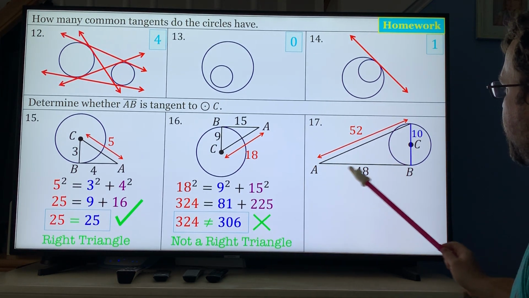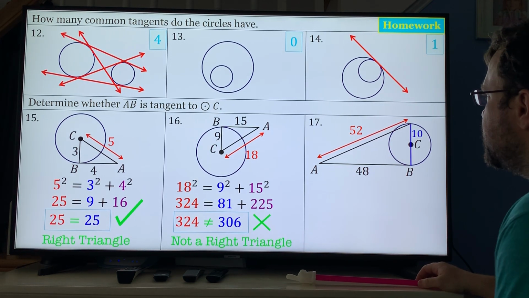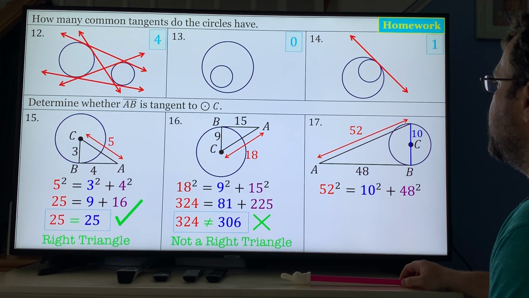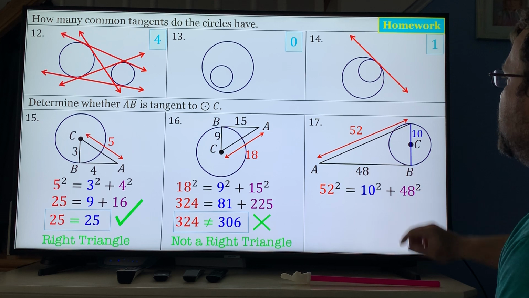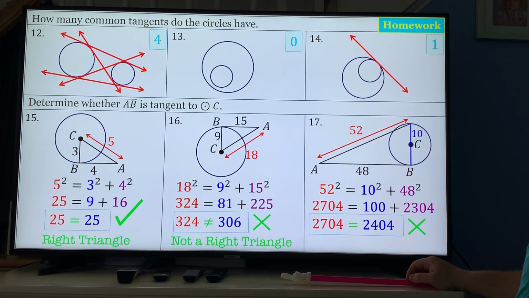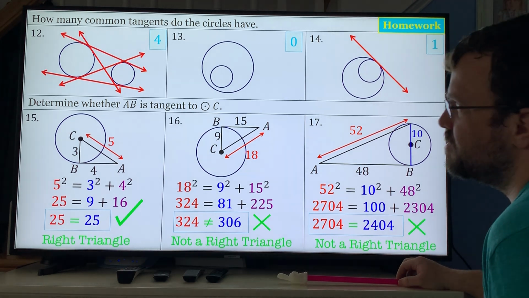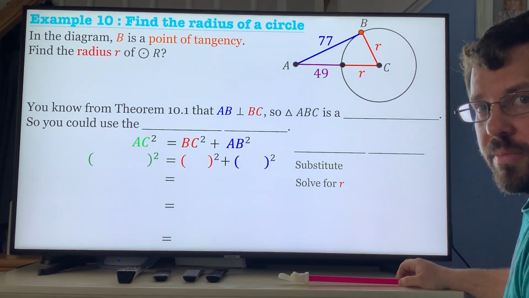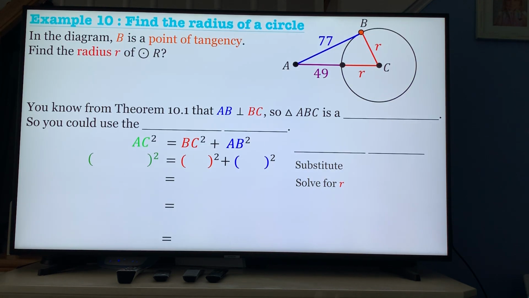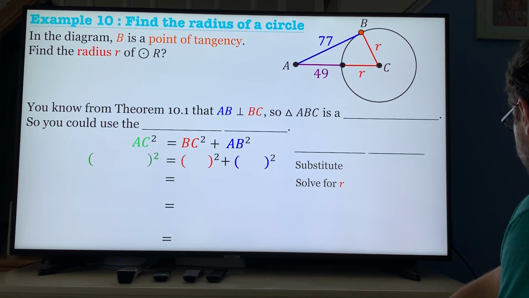Right here, 48, 52. Now, this is weird. What do you think? For 52, you need the right angle to be here. Numbers are not equal anyway, so it is not a right triangle. All right, good. Any questions? Let's go on to the next one, example 10. We're just going to continue through these things.